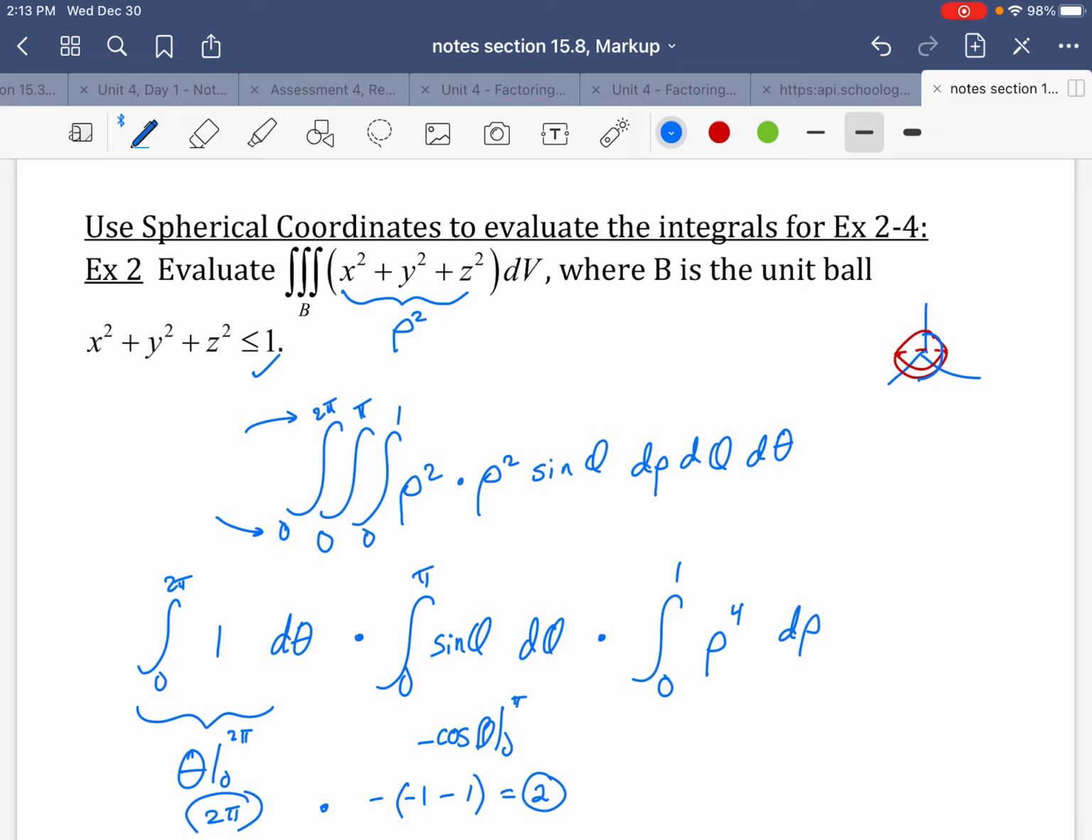Okay. And then for the last part, I have the integral of rho to the 4th, which is rho to the 5th over 5, evaluated from 0 to 1. So I just get 1/5 from that. So when I'm done, I can simply just do 2 pi times 2 times 1/5. So I get 4 pi over 5.